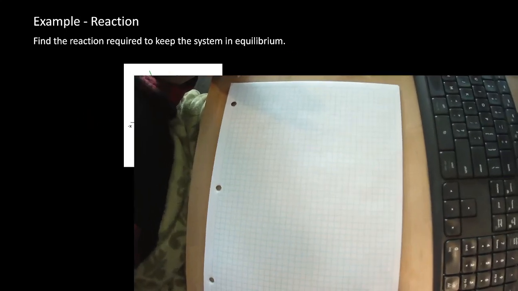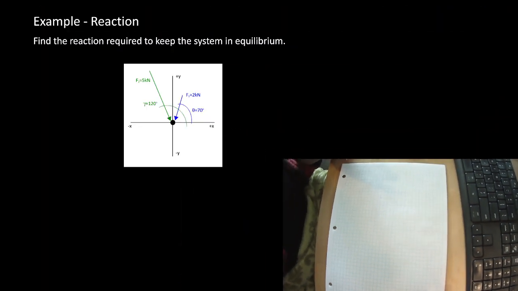Let's start by talking about it. We've got F1 of 2 kilonewtons pushing on our object in this direction. So we know there should be an equal and opposite reaction here. And they've given us a value. And F2 of 5 kilonewtons pushing in this direction. So we need a reaction here.